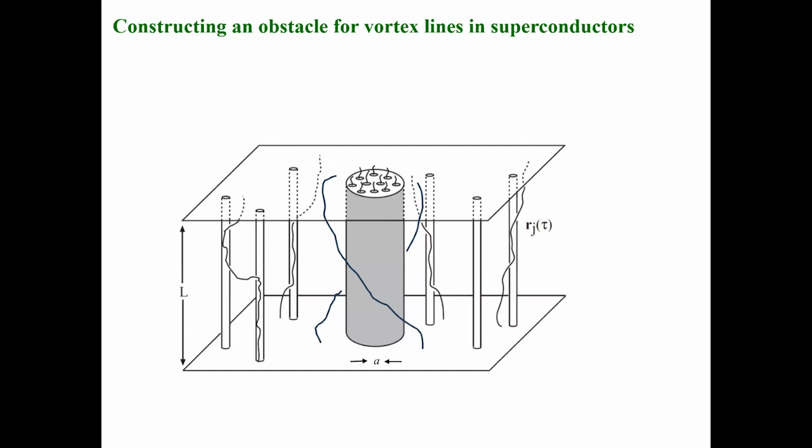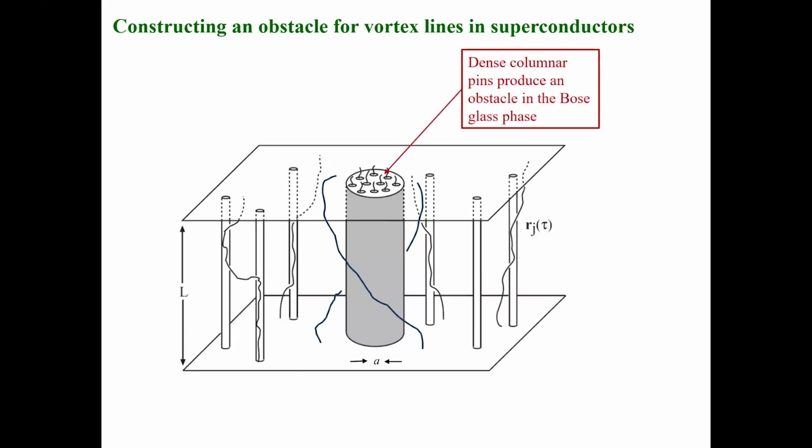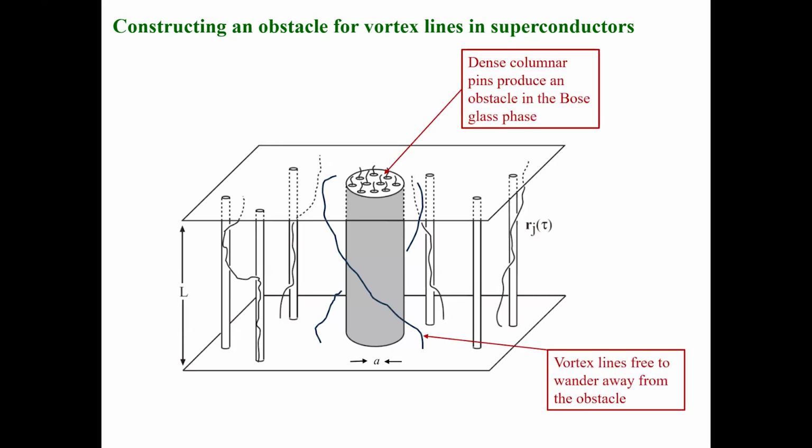We will shortly run a current and see what happens. That's going to come in one slide, roughly. Then outside, there might be some columnar pins and then wandering flux lines. And we can ask, how do the ones outside wander around this essentially impenetrable area? So dense columnar pins produce an obstacle, basically. And now we're going to ask, how does this flux line and all its relatives that are out there away from the columnar pin, how do they behave?